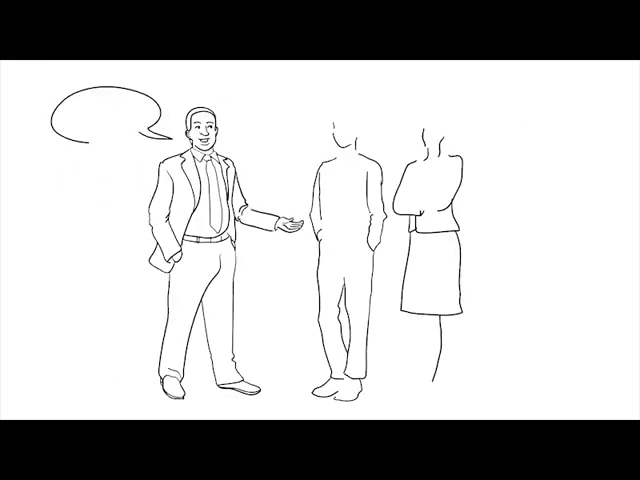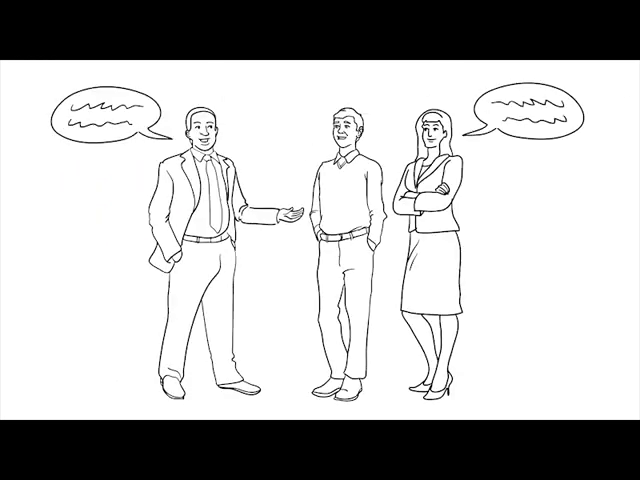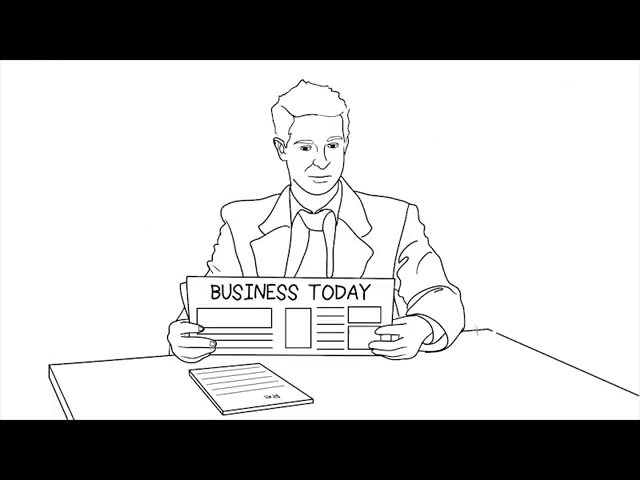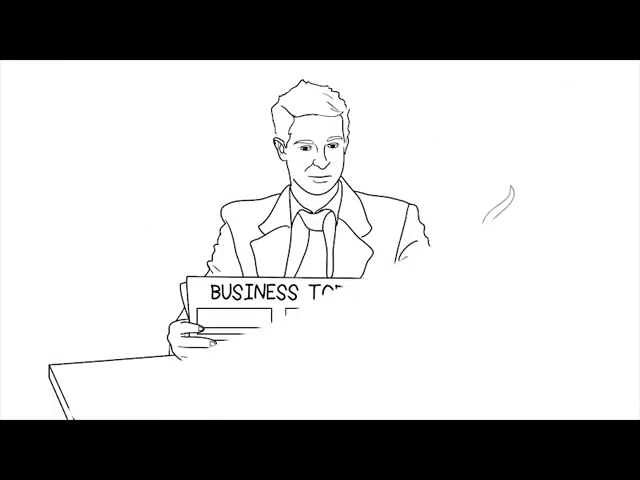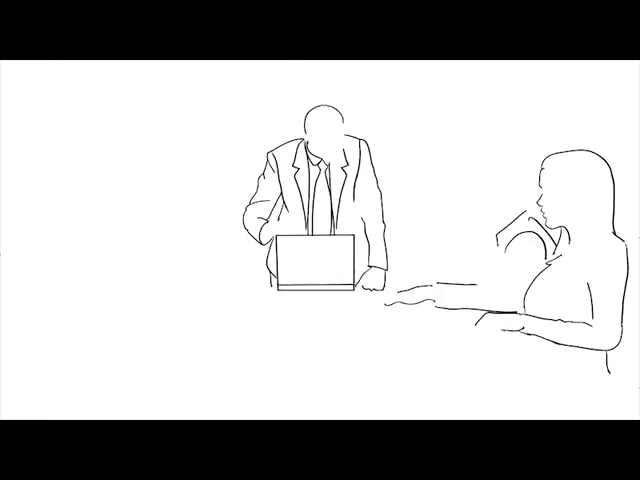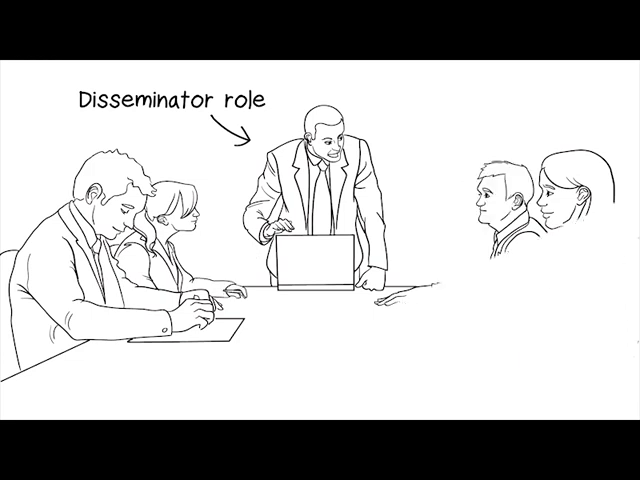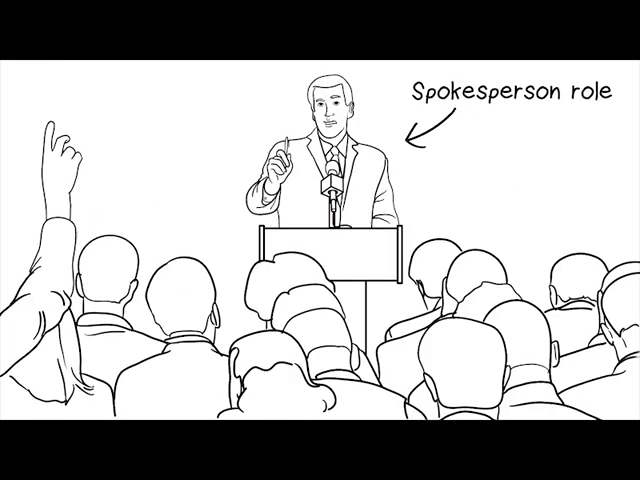General managers spend about 75% of their time communicating with other people. The monitor role involves seeking information to stay informed. The disseminator and spokesperson roles are just the opposite. The manager transmits information to others, both inside and outside of the organization.